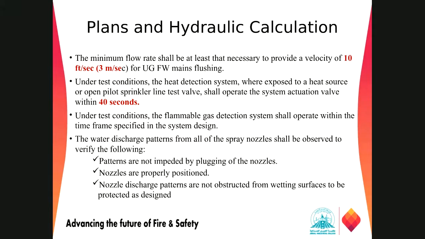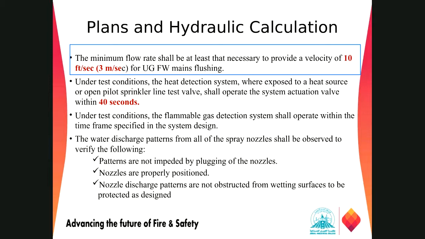So the minimum flow rate shall be at least necessary to provide a velocity of 10 meters per second for underground fire water mains for the flushing. This is talking about when you install your fire piping, we have to remove all the obstruction from the piping, all the obstruction we have to remove from the piping and clean the internal parts of the piping.